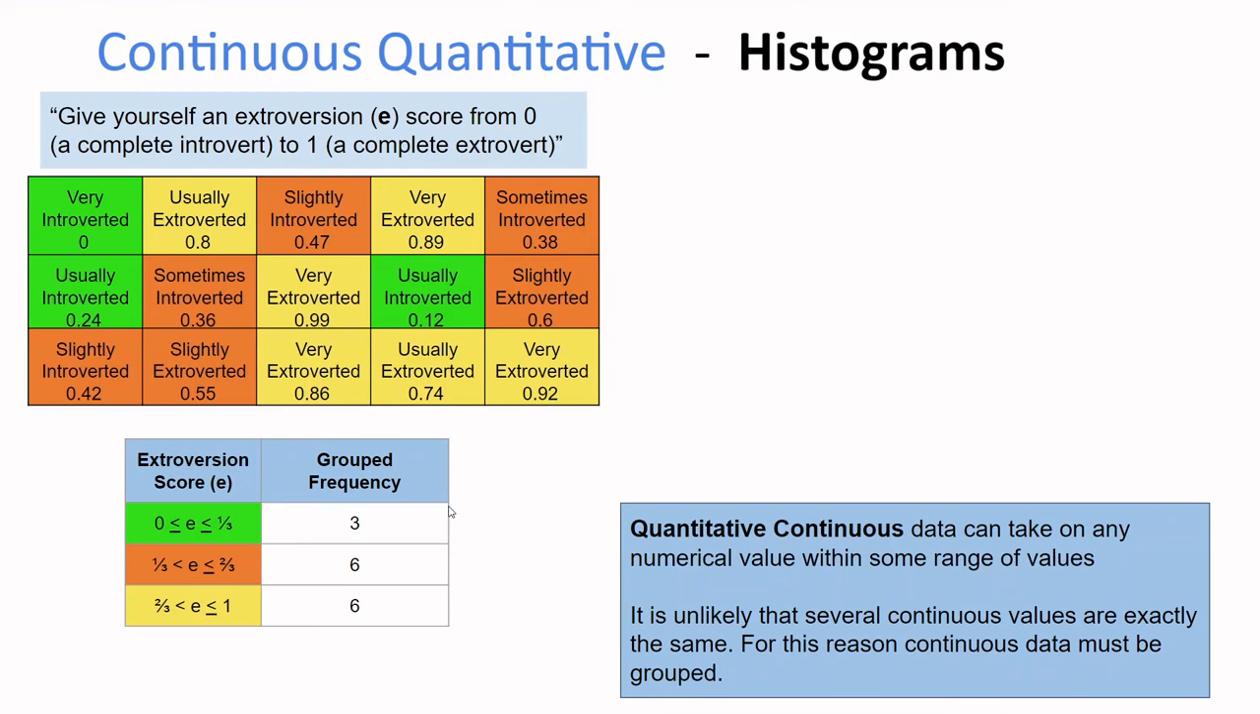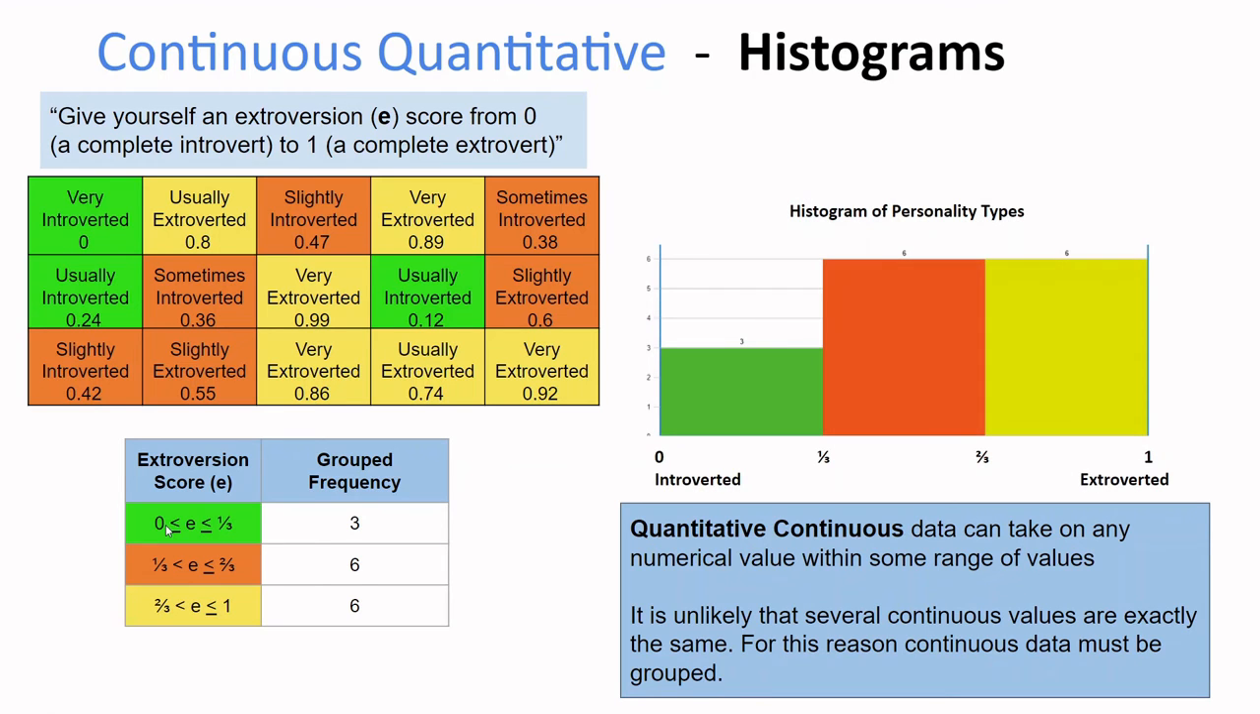Once I've got my grouped frequency table drawn, I can set up my histogram. And for my histogram, I obviously need these bars in order because one bar ends where the next bar begins. So I'll start with 0 and I'll work my way up to 1 whole. The first bar shows that between 0 and 1/3, there are 3 people with scores within that range.